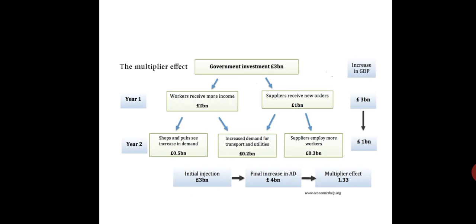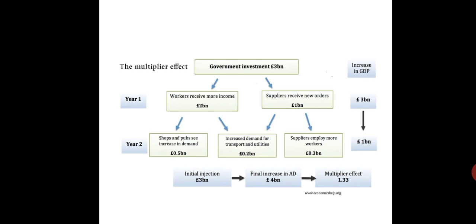Again, this flowchart is another example of the multiplier effect. I think you can go through and understand this. You can see that the government investment is 3 billion euro, and it is divided into 2 years, and on the other side the increase in GDP is also being measured. So when there is an investment of 3 billion by government, what happens? 2 billion is given to the workers who receive more income, and 1 billion is received by the suppliers for new orders.